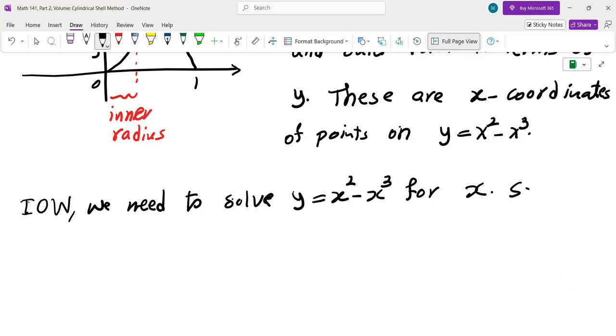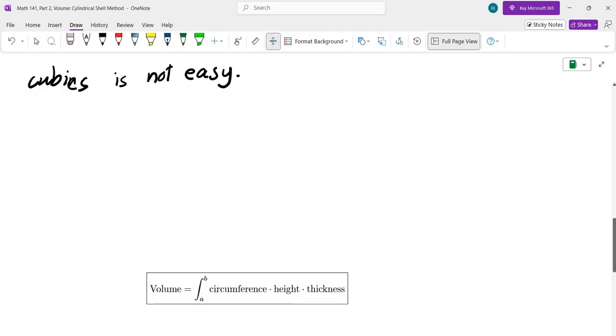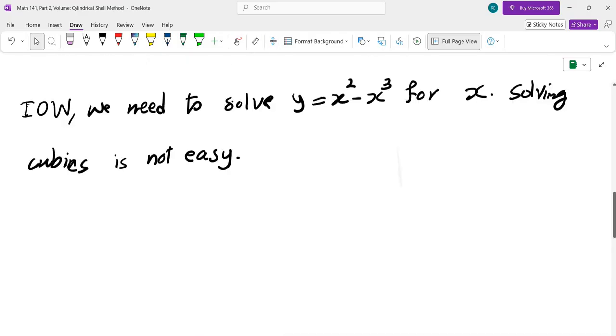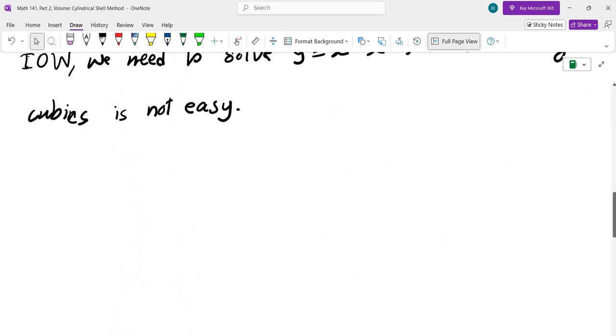So solving cubics is not easy. We have an easy formula for quadratics, but there is no easy formula for cubics, which means we need a different method of finding the volume of the solid we were discussing. So how do we deal with that? The idea is, instead of looking at the cross sections, the cylinders with a small thickness that we integrate with respect to x, we will look at something else called a cylindrical shell.